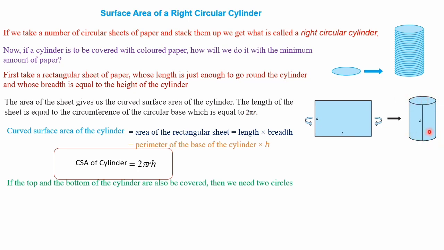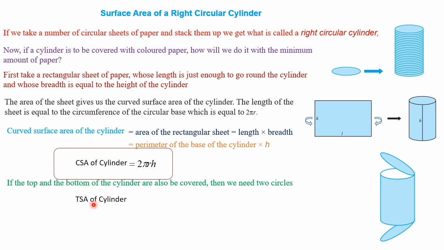So two circles, in the sense 2 pi r square. One circle area is pi r square. Here we have two circles, one at the top and another one at the bottom. So we have to add two more circles' areas. That's all. So this is the diagram, where we have covered the outer portion. Now we need to cover the top and the bottom with paper. Means two more circles' areas we have to add.